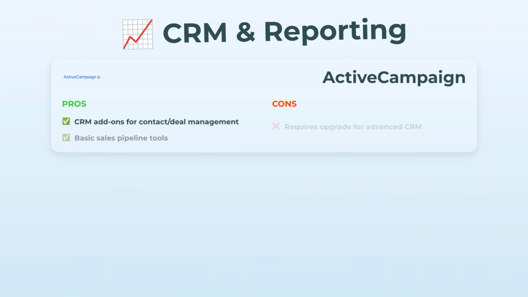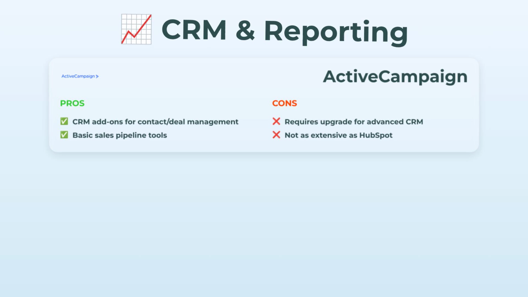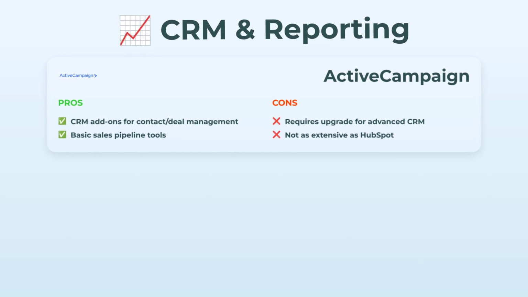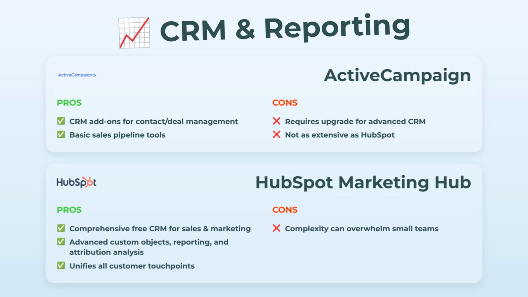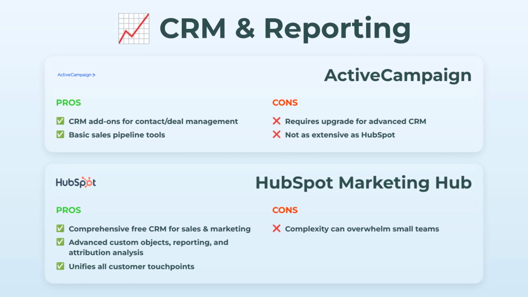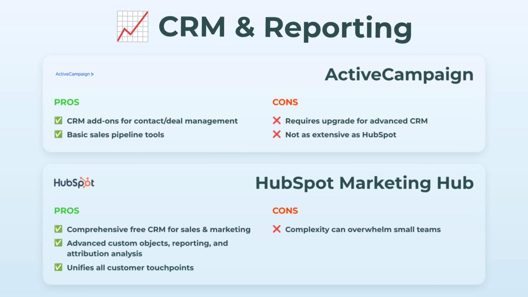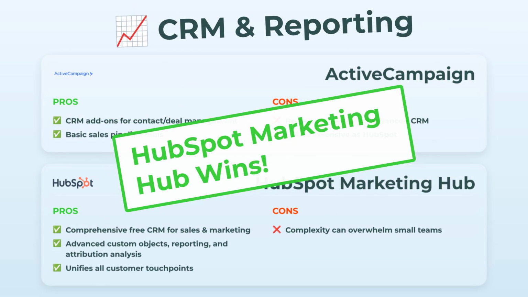All right, now, CRM and reporting. ActiveCampaign does have CRM add-ons, good for basic contact and deal stuff. But for anything advanced, you gotta shell out for an upgrade. And honestly, it just doesn't get as fancy as HubSpot. Now, HubSpot is kinda legendary here. Its free CRM is massive. Reporting and analytics tools are wild. You get custom objects, deep attribution, the works. Downside is, it can totally overwhelm smaller teams. Seriously, it feels like you need a degree just to set up. But yeah, for CRM and reporting, HubSpot takes it.